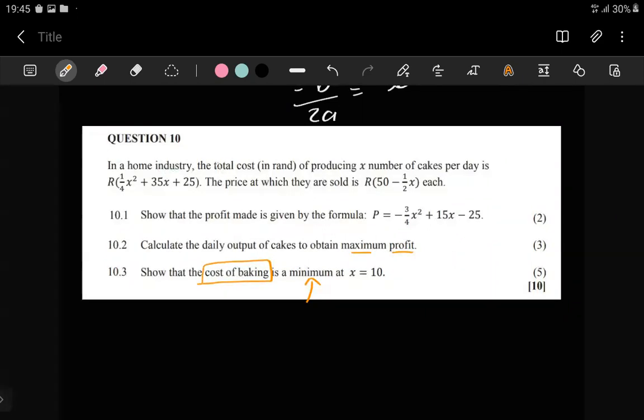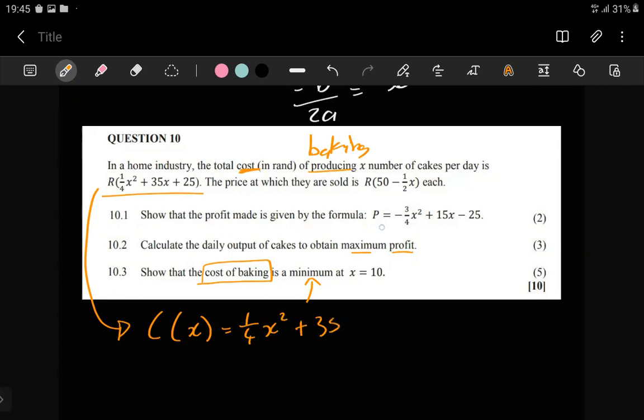You see, in a home industry, the total cost of producing, so that's where the baking is. The cost of baking X number of cakes per day is this. So when they're speaking of cost of baking, we have a new equation we're dealing with. So the cost, let's just write C of X. This is equal to a quarter X squared plus 35X plus 25.